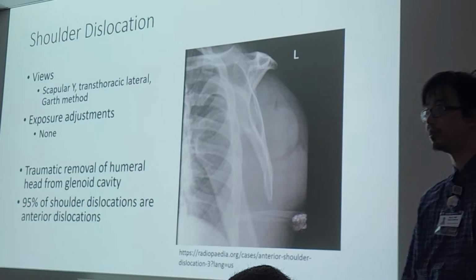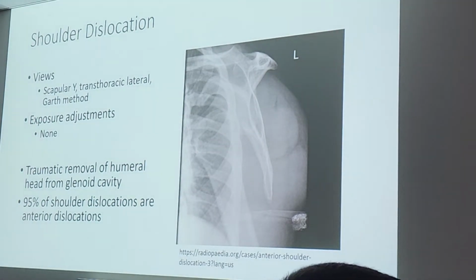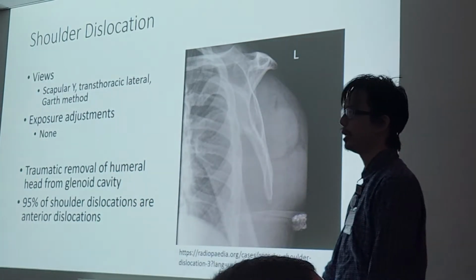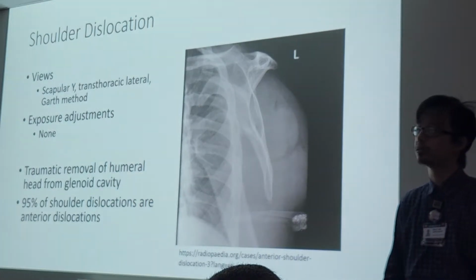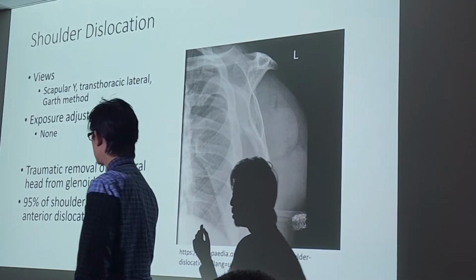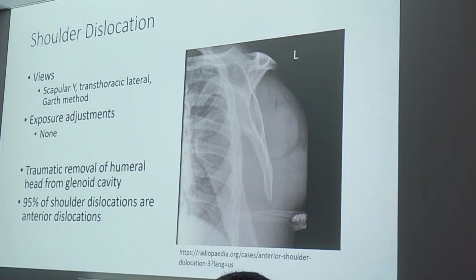Remember, if you even suspect there's a dislocation, don't force the patient to do this. Just leave the arm down. Not only is it more comfortable for your patient, it also makes it easier to diagnose if there is a dislocation. Most shoulder dislocations, 95% of shoulder dislocations, are anterior dislocations. It pops forward rather than back.